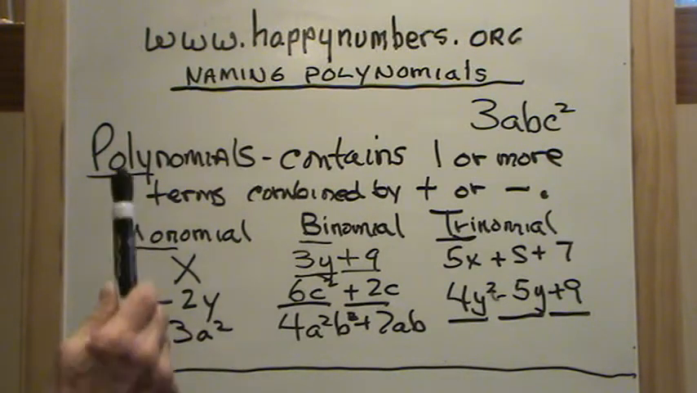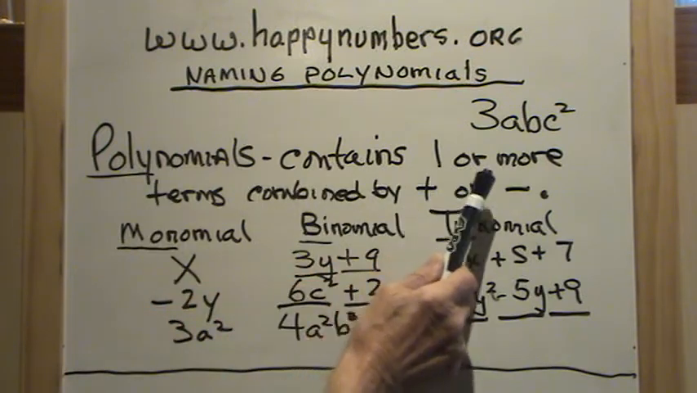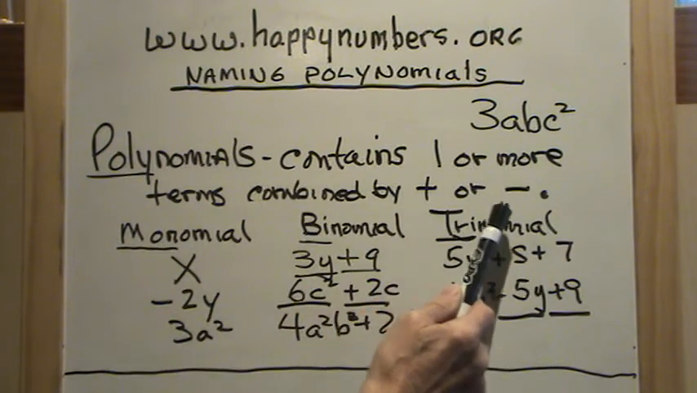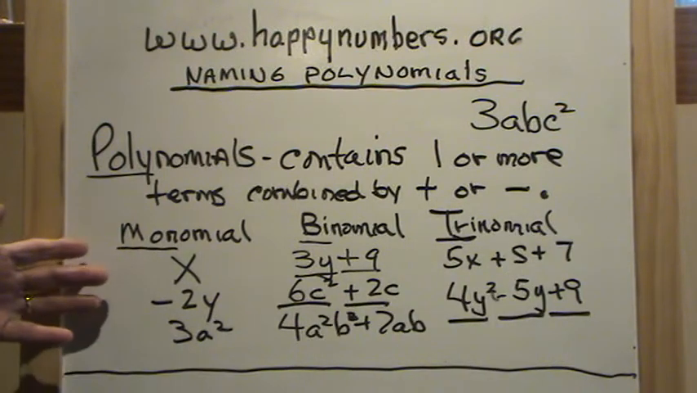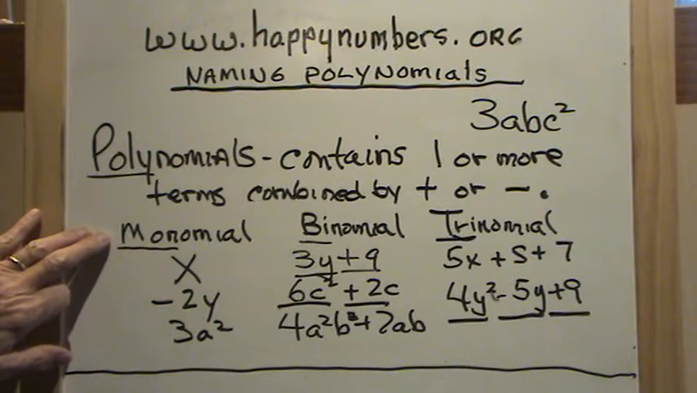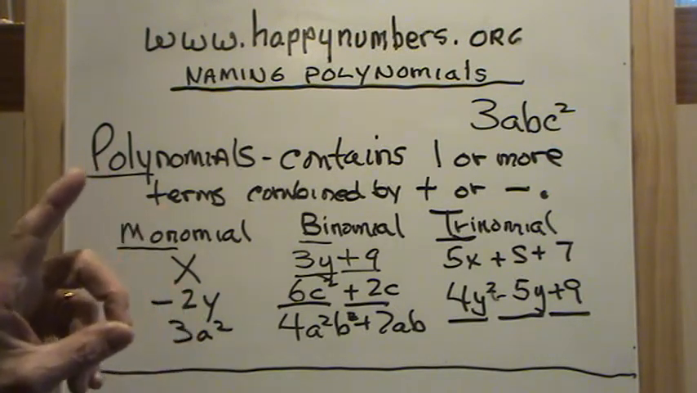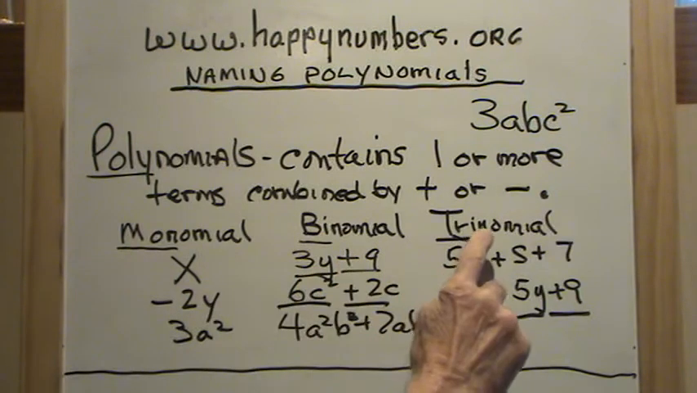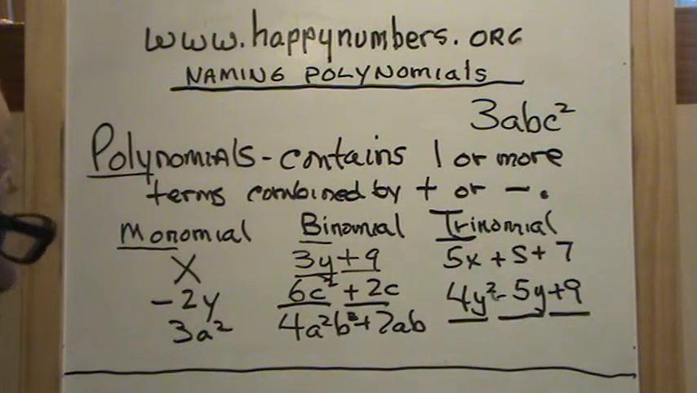Okay, so polynomials contain one or more terms combined by a plus or a minus sign. And there are three types of polynomials. One is called a monomial, and it only contains one term. We have binomials containing two terms and trinomials containing 3 terms.